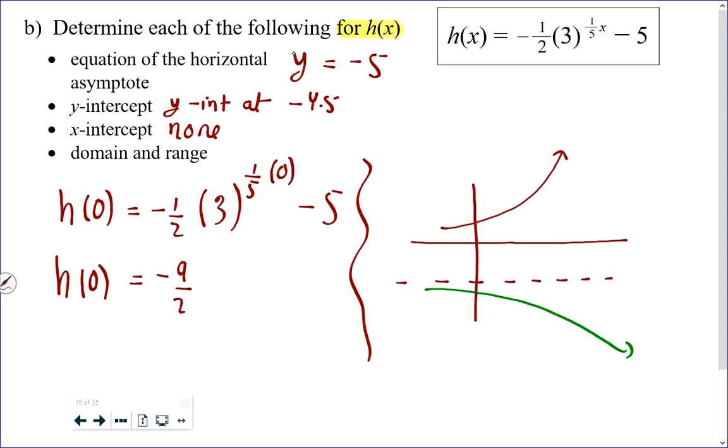The domain will be x as any real number, and the range will be y is less than -5. So the previous question had us do a graph to help us answer these questions. Now it's kind of moved away from that. Any questions with B? All right.